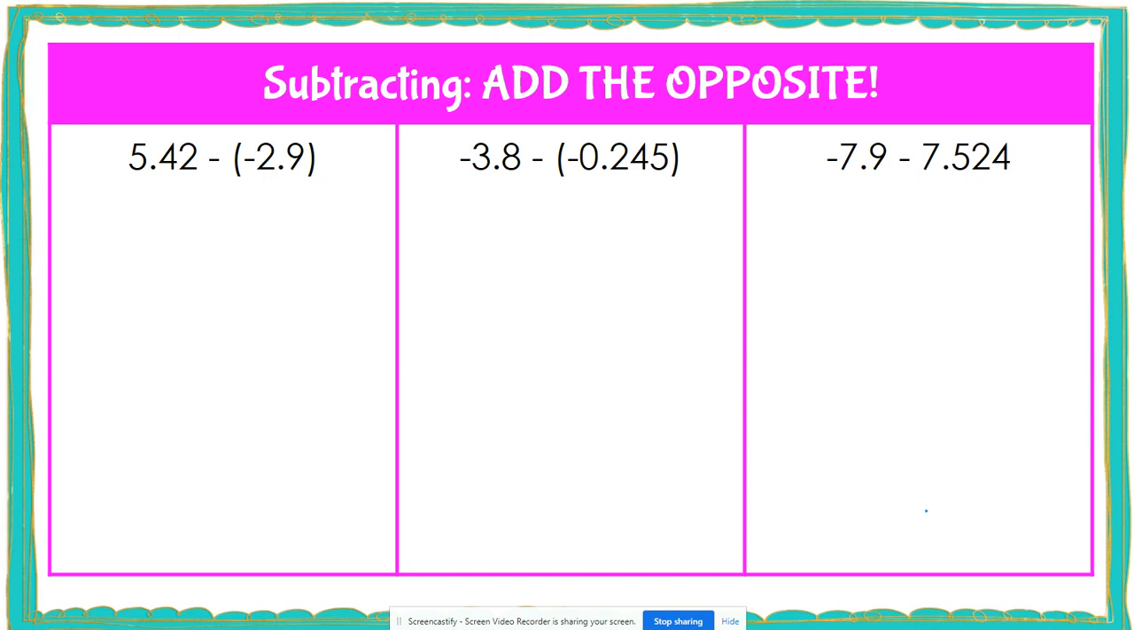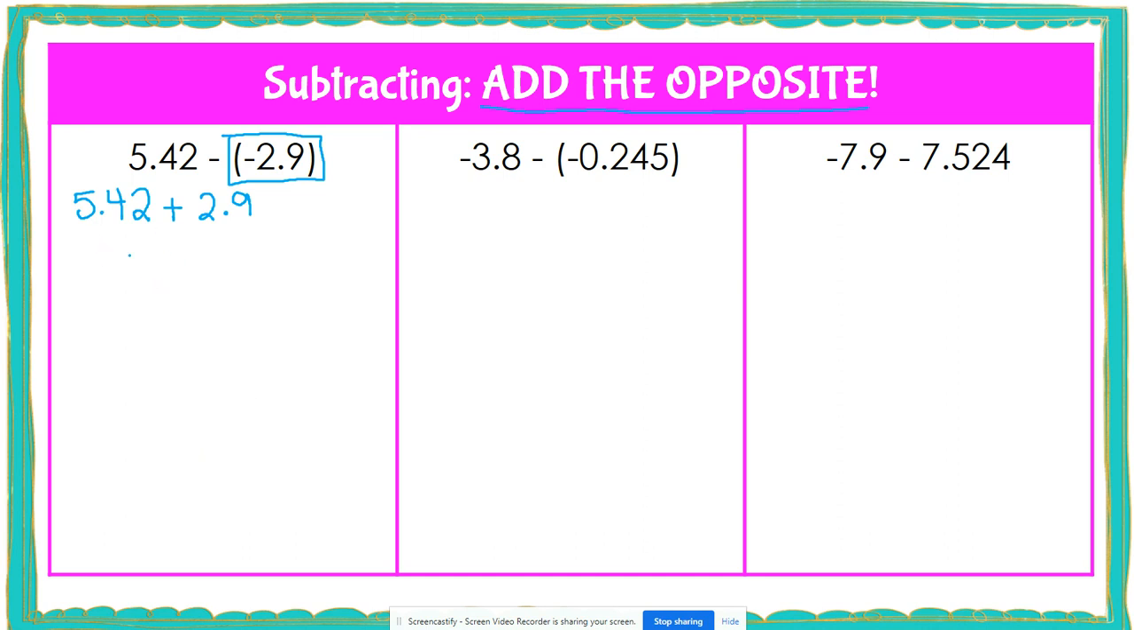Now let's look at subtracting with decimals. This problem says 5.42 minus -2.9. I am still using my same rule, which is to add the opposite. So I'm going to rewrite this problem so that it's 5.42 because it stays the same. I'm going to change subtract to add, and then I need to find the opposite of -2.9. The opposite of -2.9 is +2.9.